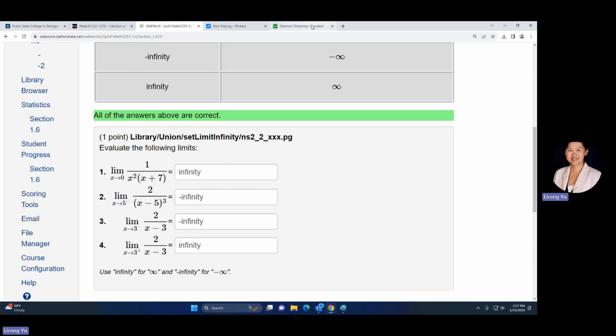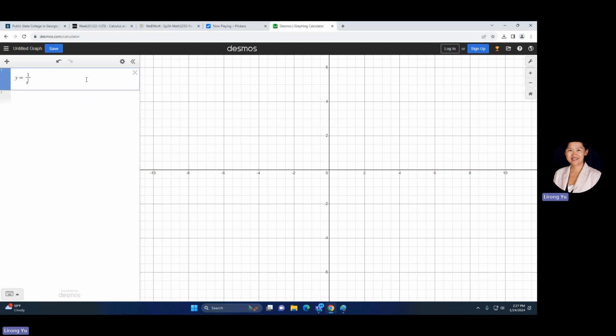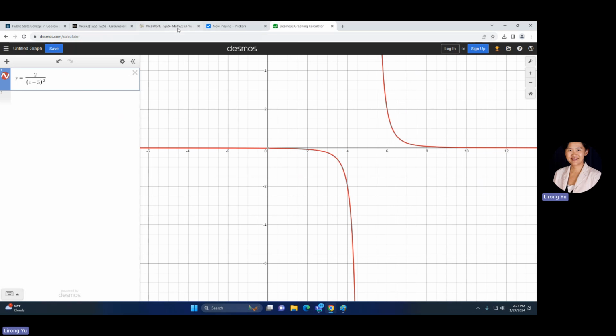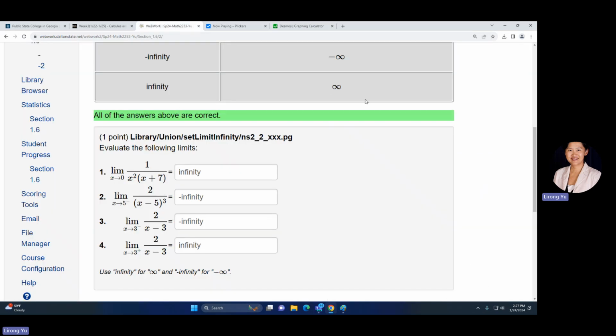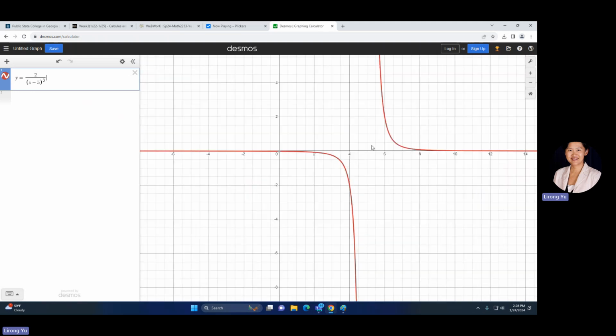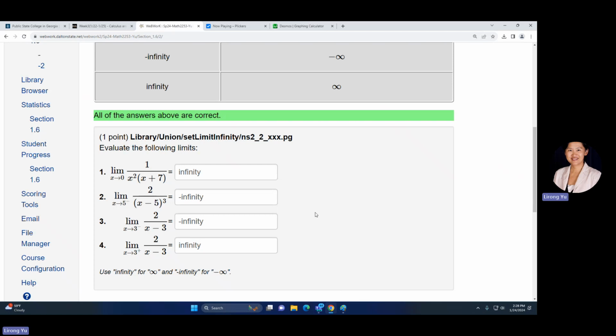This is x minus 5 cubed. Second question, we have 2 over x minus 5, cubed. So that's how it looks. You can see to the left of 5 it is going down. That's negative infinity. To the right is positive infinity. So left or right at the 5, 5 is the asymptote right there. Okay, I'll stop there. Any questions so far?